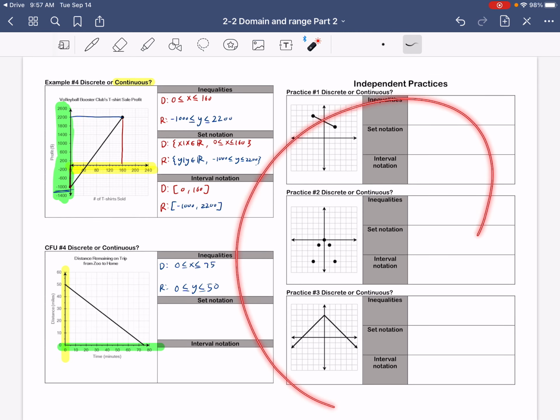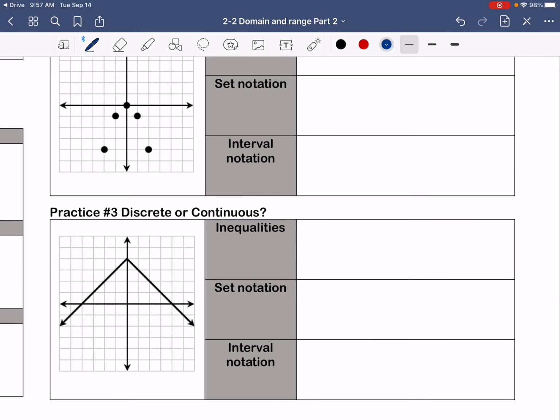So try these questions by yourself. This one, D should be what? It's not, lowest to the highest. Negative 4, negative 1, and 0. Oh, no, that's the range. That's the range. What am I doing? That's the range. And domain is negative 2, negative 1, 0, 1, 2. Okay?